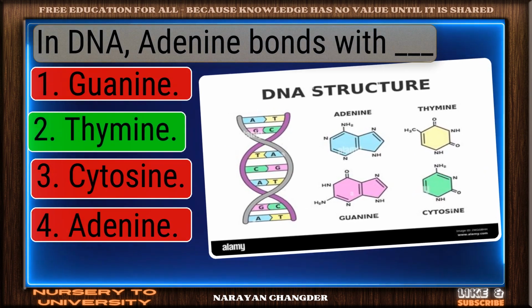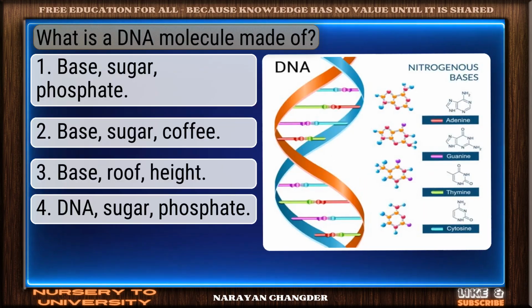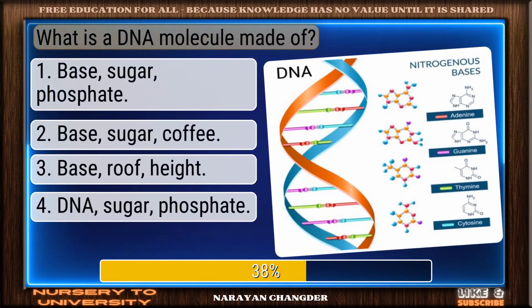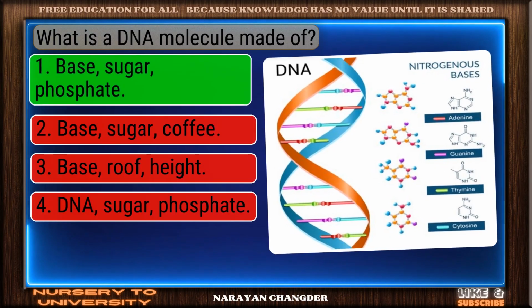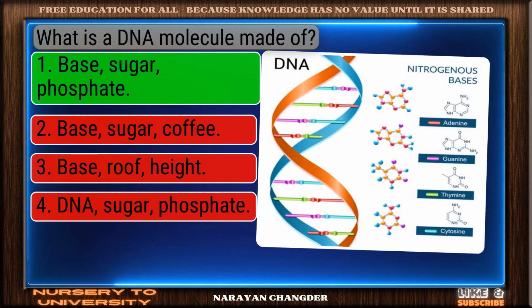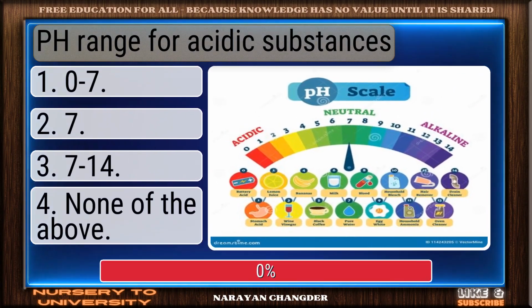Clear logic. Your choice, thymine, is sound and 100% true. Question number 143. What is a nucleotide made of? Nicely done. Base, sugar, phosphate is a solid answer. Question number 144. pH range for acidic substances.